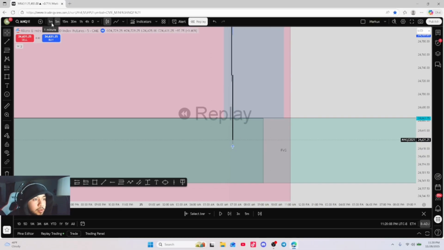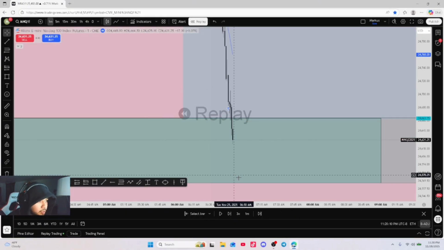So now what I want is a change of delivery. We drop down to the 1 minute. As you can see, we have a bearish 1 minute FEG right here. So what I want to see is, I want this FEG to get inversed and then create another FEG, or to inverse, retest, and go up. So we're going to see right now.